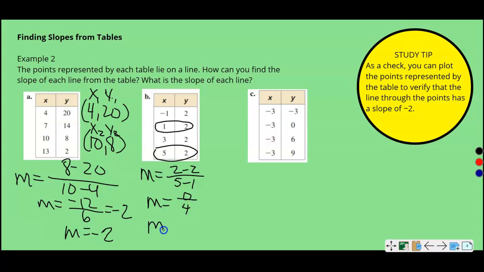0 over anything is 0. So we can determine that this is a horizontal line. It has a 0 slope. And that should be evident because all the y values are the same.